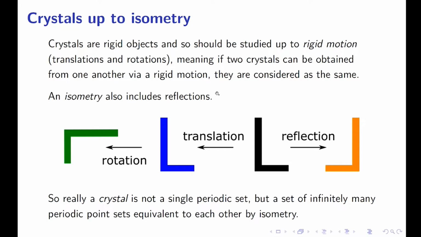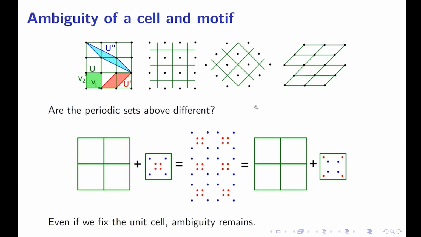And for math's sake, we include reflections in this, which is a little bit difficult, but basically an isometry also includes reflections, and that's a much easier class of transformations to study, so we'll include them. So everything which is isometric to anything else is equivalent, and this is what we call a crystal in our work. A crystal is this infinite class of periodic sets, a periodic set being a motif and cell pair, which are all equivalent to each other up to some isometry. So this is the start of the sort of ambiguity problem that we're going to face.